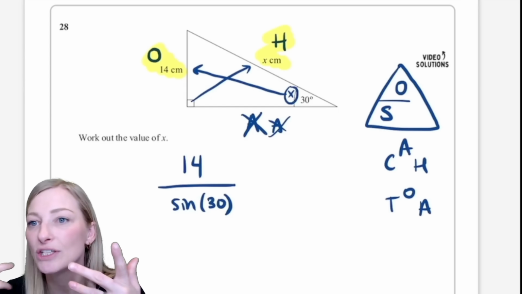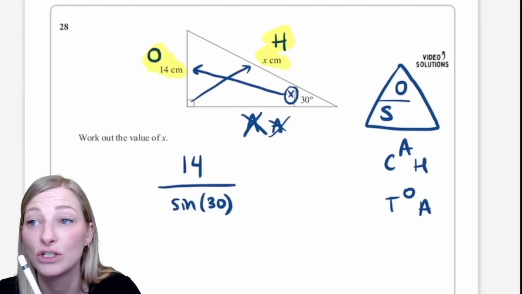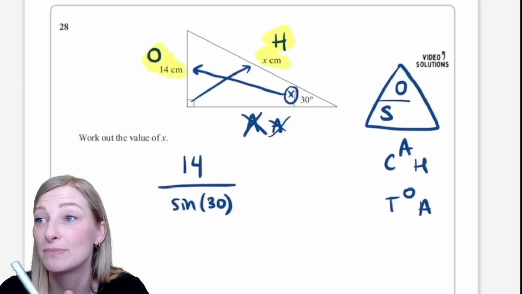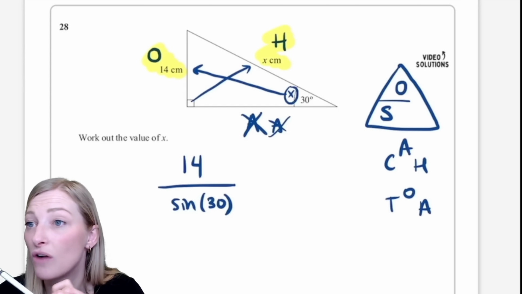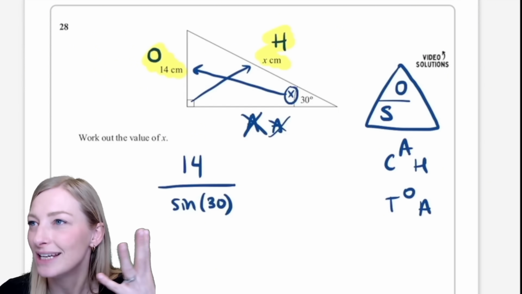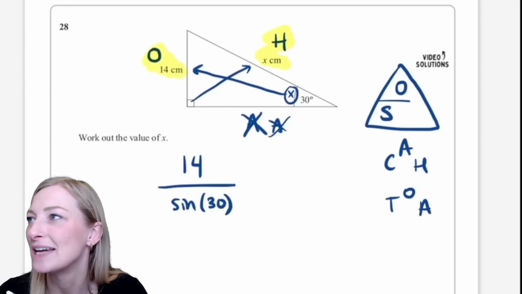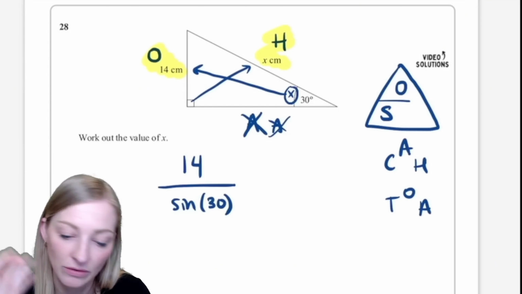And you might be thinking, but I don't have a calculator. This is a non-calculator paper. And you are expected to know the value of sine 30, and you're expected to know that sine 30 is a half. If in doubt, if you can't remember what they are, if you haven't learnt your exact values, guess a half. I was going to say it's probably going to be a half, but it's a good guess. It's better to have a guess at half than nothing at all.